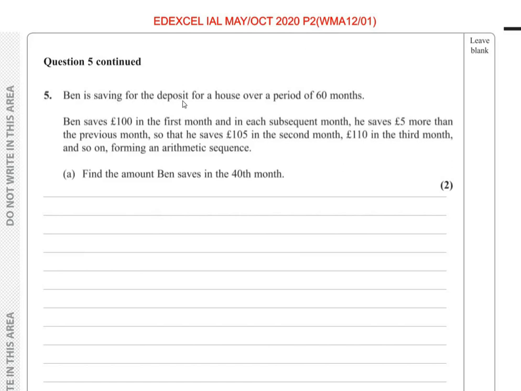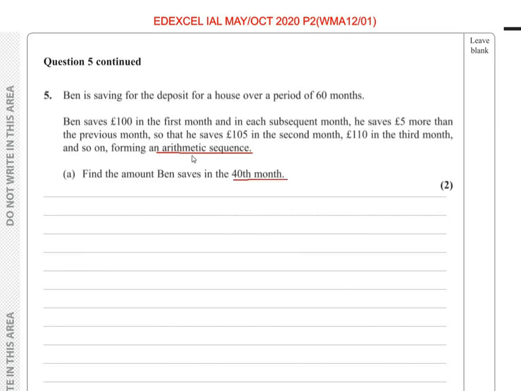Ben is saving for the deposit for a house over a period of 16 months. Ben saves £100 in the first month, and in each subsequent month he saves £5 more than the previous month, so that he saves £105 in the second month, 110 in the third month, and 115, 120, and so on, forming an arithmetic sequence. Find the amount Ben saves in the 40th month.